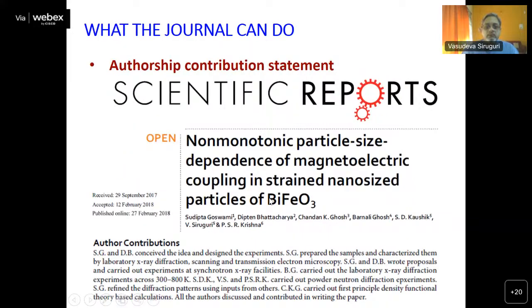And again, you can see another CRediT taxonomy here: author contributions. This appears at the end of the text of the entire manuscript. You can see here, they are all initials of this author list. SG and DB conceived the idea and designed the experiments. SG prepared the samples and characterized them. Then SG and DB wrote proposals and carried out experiments at synchrotron facilities. BG carried out laboratory X-ray diffraction. SDK, VS, etc., carried out neutron diffraction experiments, and so on. And then it's also written that all the authors discussed and contributed in writing the paper. So this gives an overall picture about what each of this list of authors has done in this particular research activity.